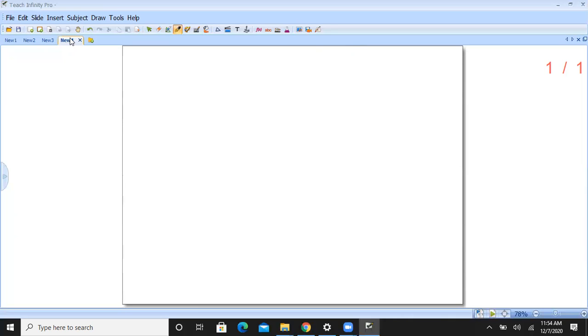Okay, length of I_r. So the next definition is the length of I_r.